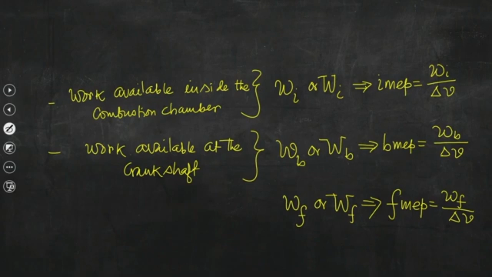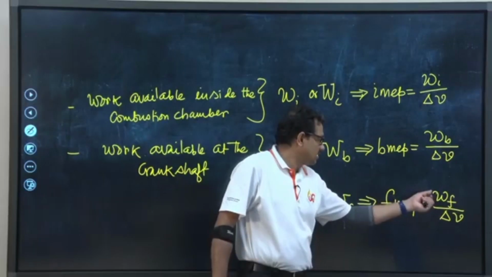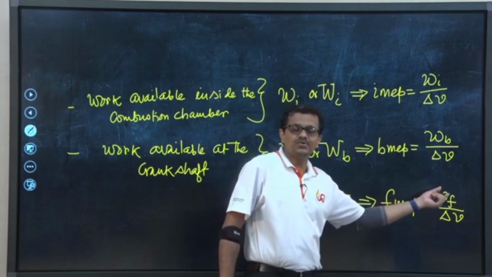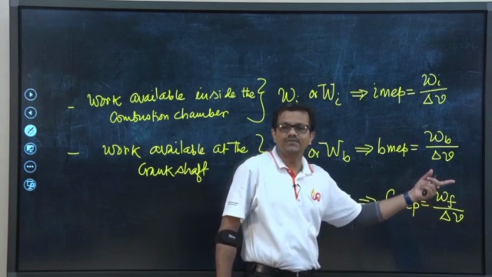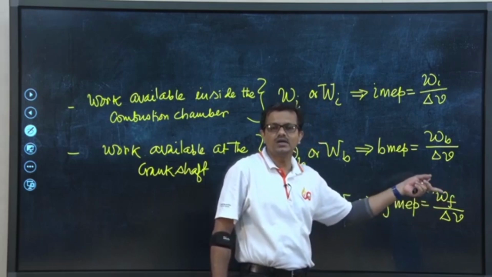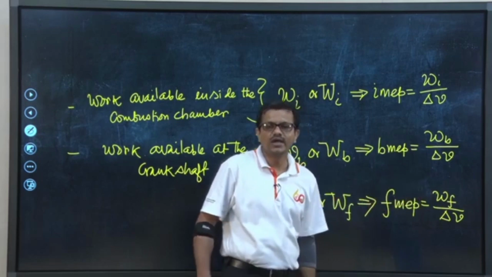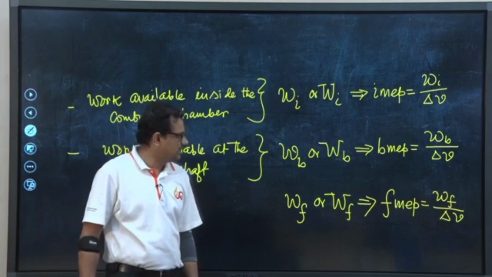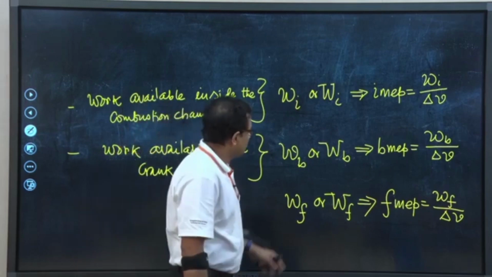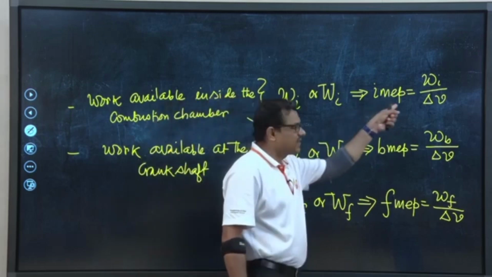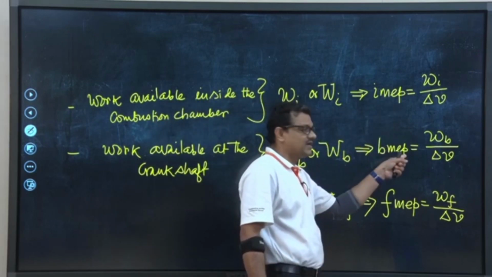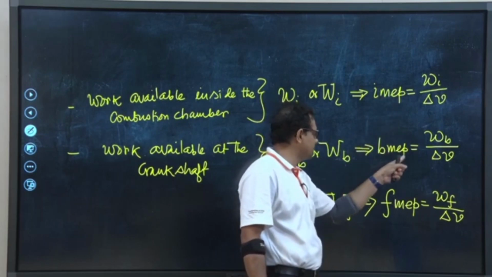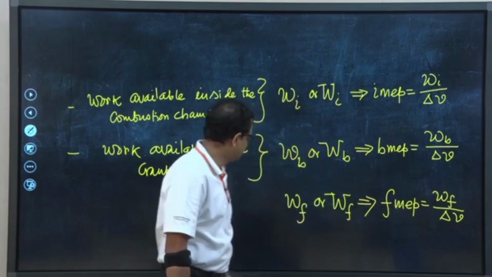Try to understand, this work is not obtainable from the engine, because this is the amount of work which is lost to overcome the frictional loss, alongside running several devices to get the auxiliary facilities in the internal combustion engine. So, this is all about indicated mean effective pressure or IMEP, brake mean effective pressure or BMEP, and frictional mean effective pressure or FMEP.